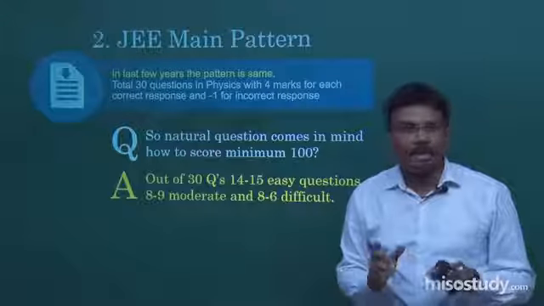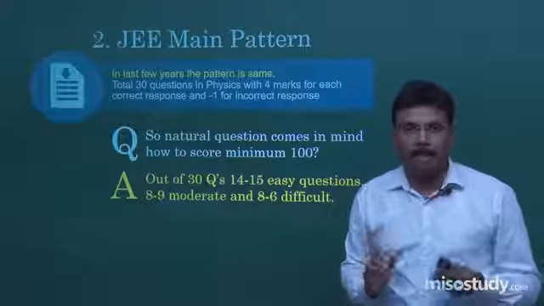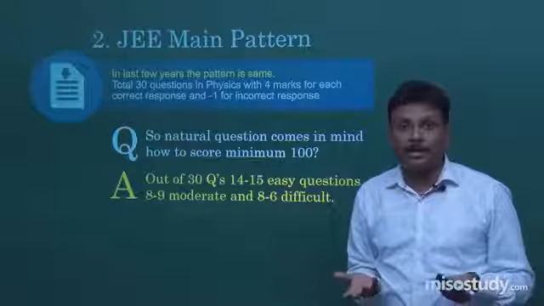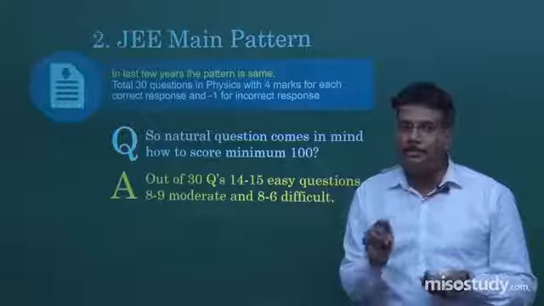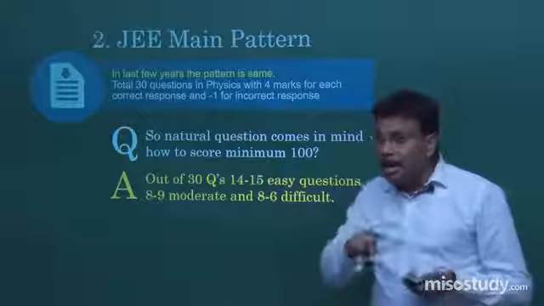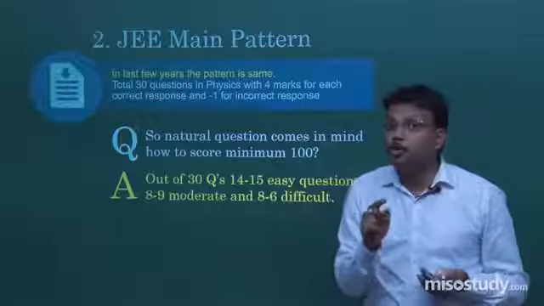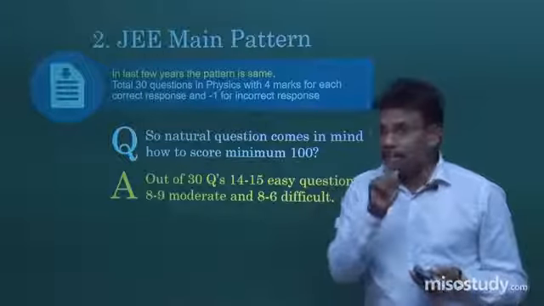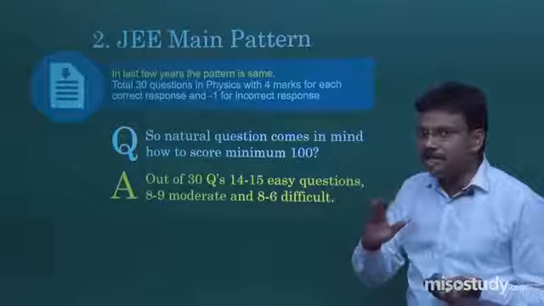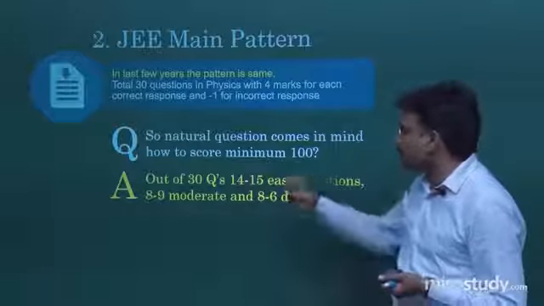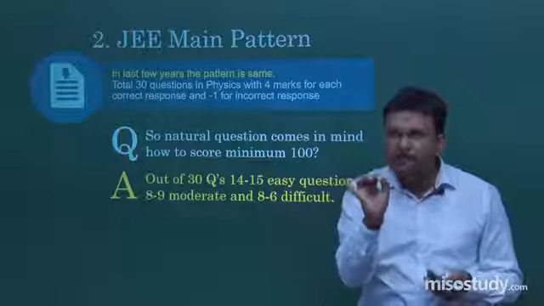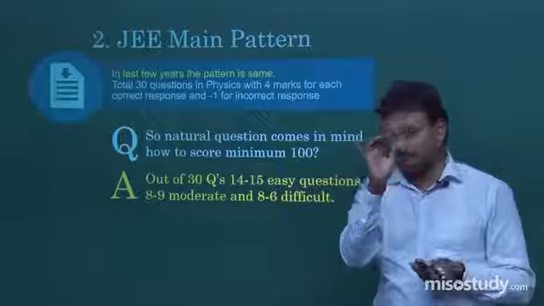See, the problem is, let's say you attempted 29, with 5 incorrect and the remaining correct. You are going to lose marks from your side. 29 with 5 incorrect means 24 into 4 is 96, minus 5, so it's going to be 91. So be very careful. If you move with the strategy that I am explaining, then very easily you can ensure 24 to 25 correct answers minimum, as the bottom line.